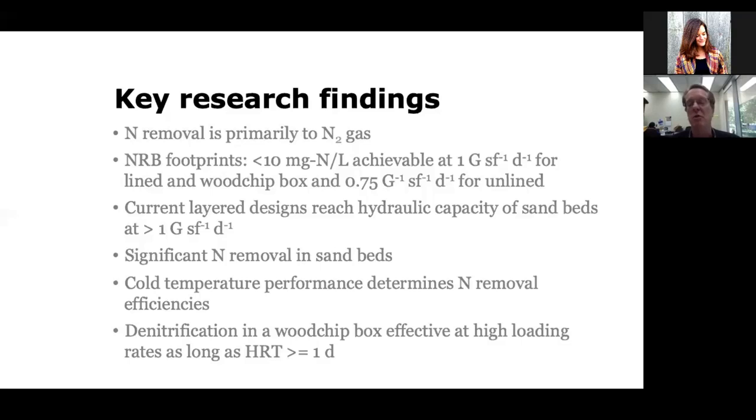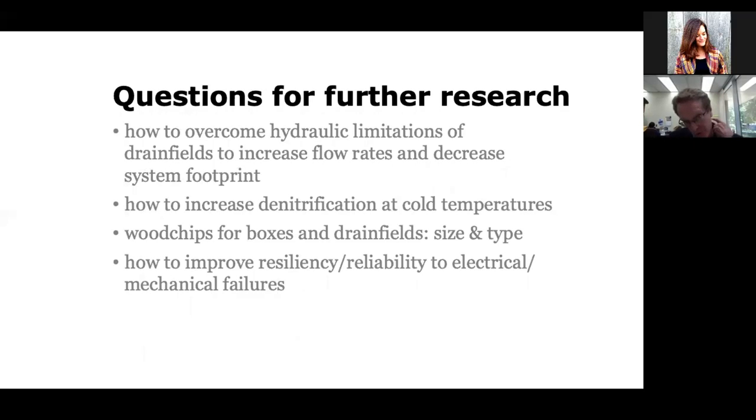And denitrification in wood chip boxes works at high loading rates as long as you keep under 1 day residence time. We are still working on using a drain field for a polishing unit. That's awaiting an installation at our research trailer. So, questions for further research: how to overcome hydraulic limitations of the drain fields so that we could increase flow beyond 1 gallon per square foot per day and decrease system footprint. How to increase denitrification at cold temperatures. And we're looking at many different solutions for this.